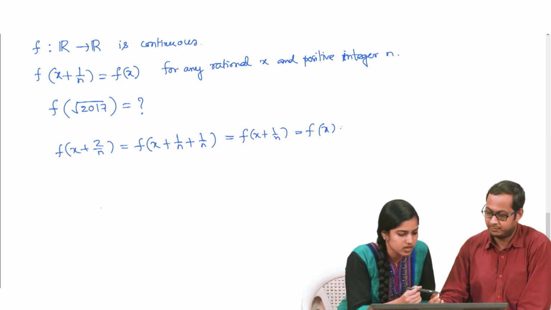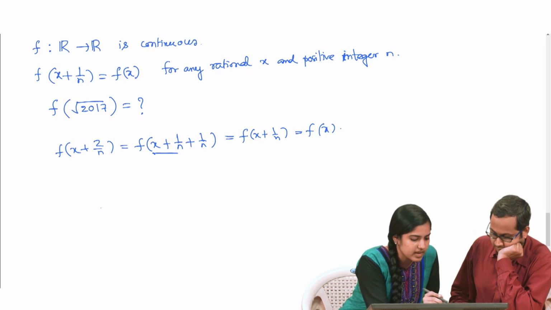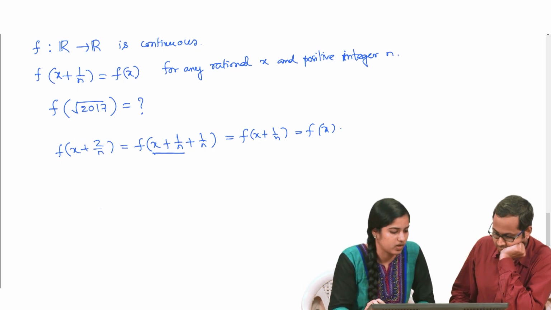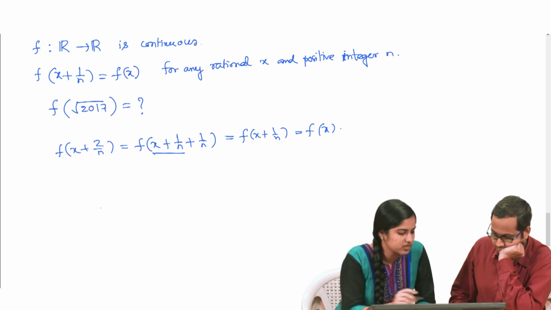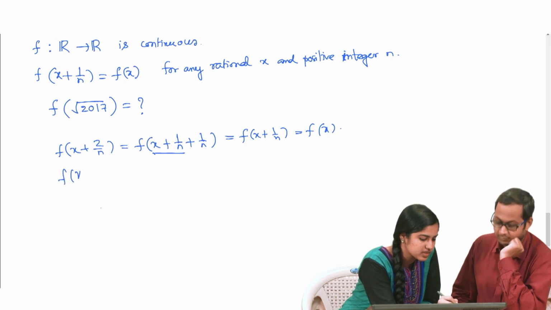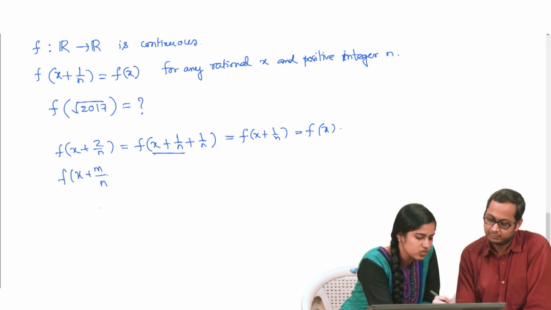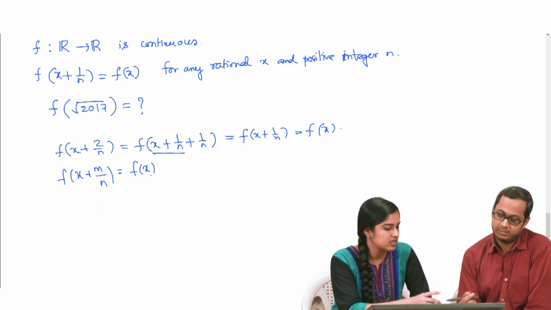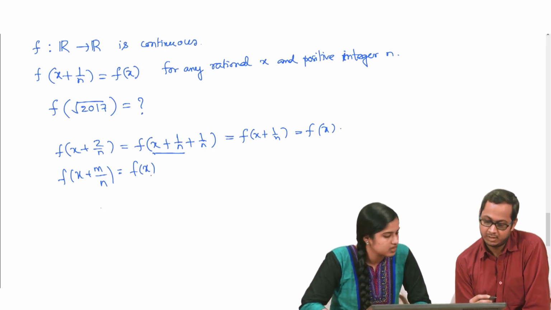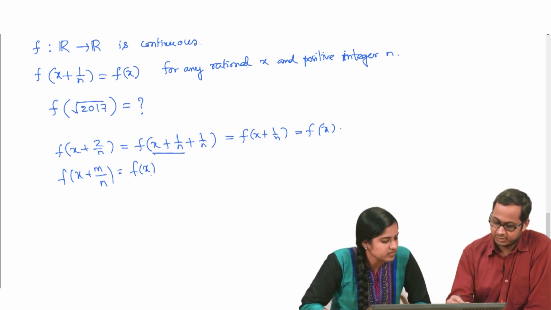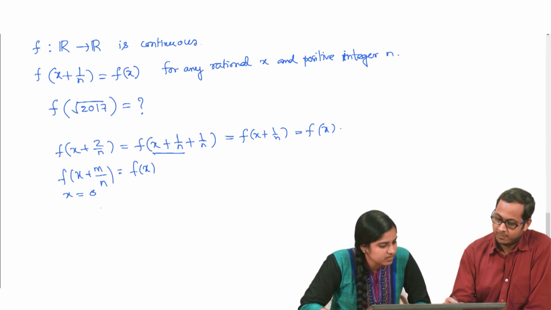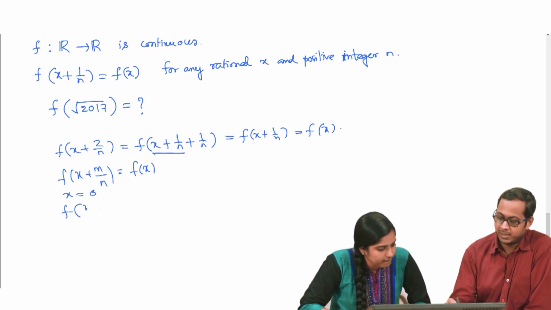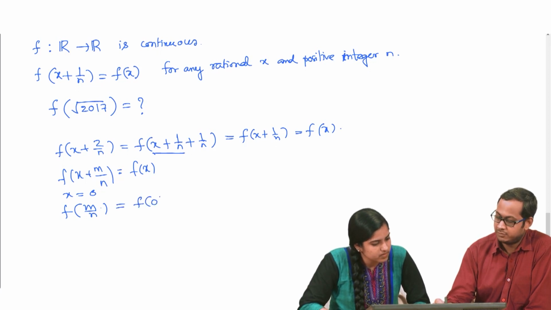Okay, so here you are considering this as the x and then applying the condition. So in this case, by induction, we can tell that f of x plus m by n is equal to f of x for any rational x and for any positive integers m and n. Yes, you are on the right track. Continue. Now considering x to be 0, we can say that f of m by n will be f of 0.